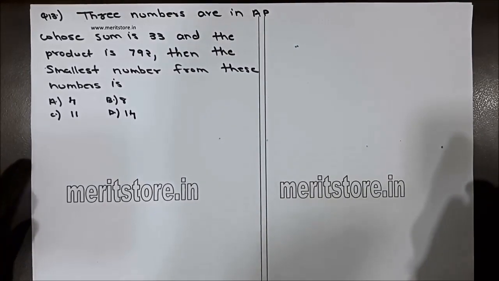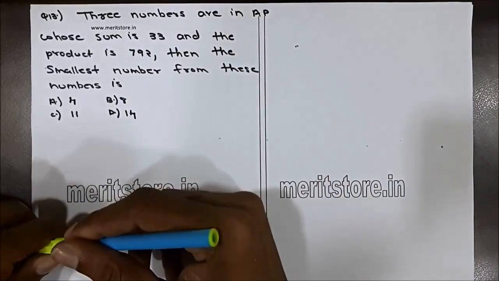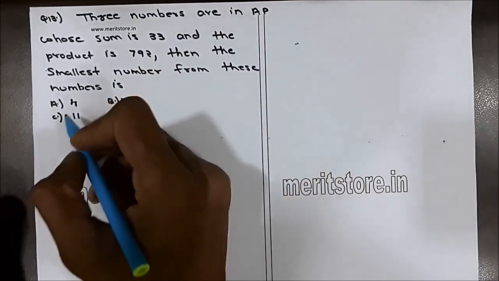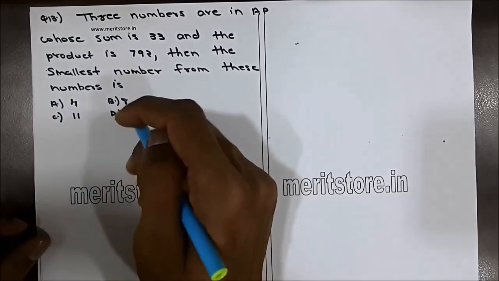Question 13. Three numbers are in AP whose sum is 33 and the product is 792. Then the smallest number among these is, we have four options: A 4, B 8, C 11 and D 14.